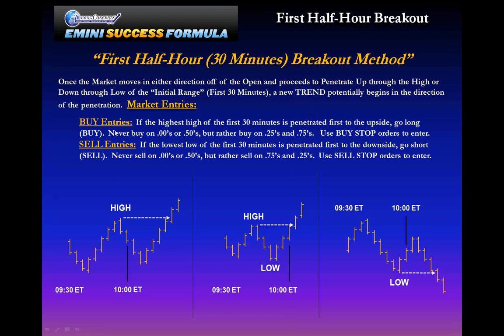Okay, so basically, remember, once the market moves in either direction off the open and proceeds to penetrate up through the high of the first half hour or the low of the first half hour, that gives you the entry. Let's look at this illustration here down below. I've got three illustrations. The one to the left here, basically the market opens up, comes down, puts in a low, then puts in a high. You see that I've got 10 o'clock right here, right? So it opens up at 9:30 right here. Right here is 10 o'clock on this bar. So at that point, you're simply looking at the high and the low, the first half hour's range. It's that simple. So you're waiting for the market to either break down through the low or break up through the high. It's that simple.